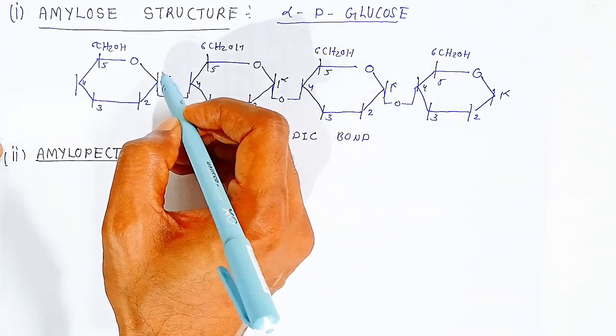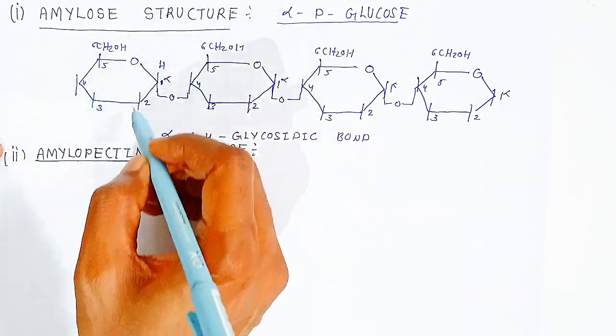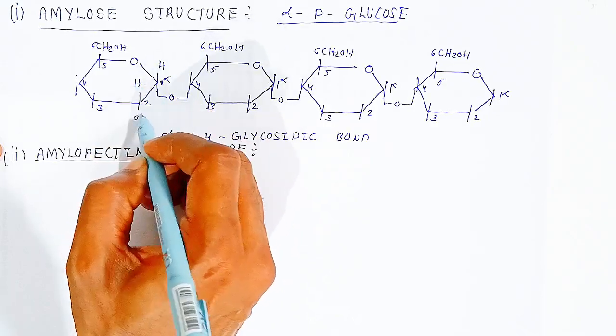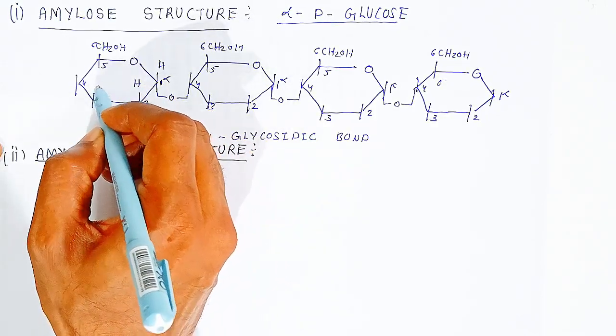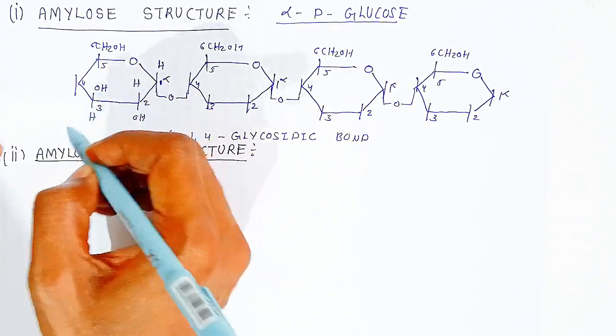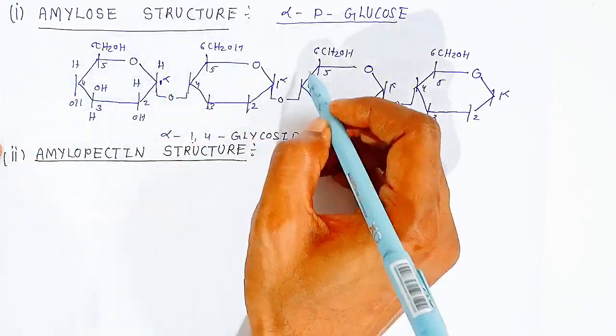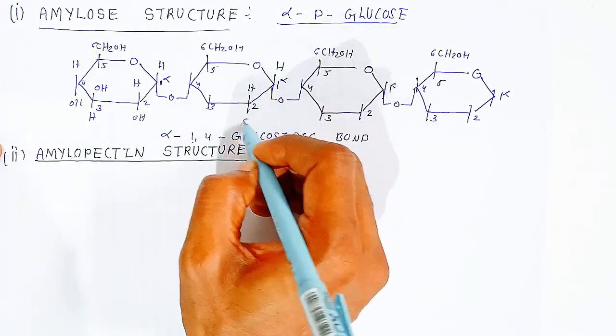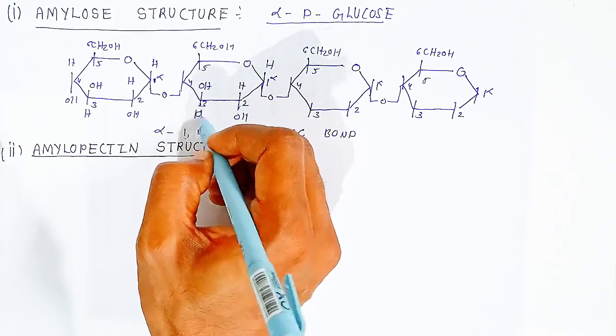Understanding? Now fill the valency with hydrogen and hydroxyl. So this way students, alpha D glucose you have to fill like this. In carbon number 3, OH will be above and hydrogen will be below. Okay students, same way you have to fill here also.